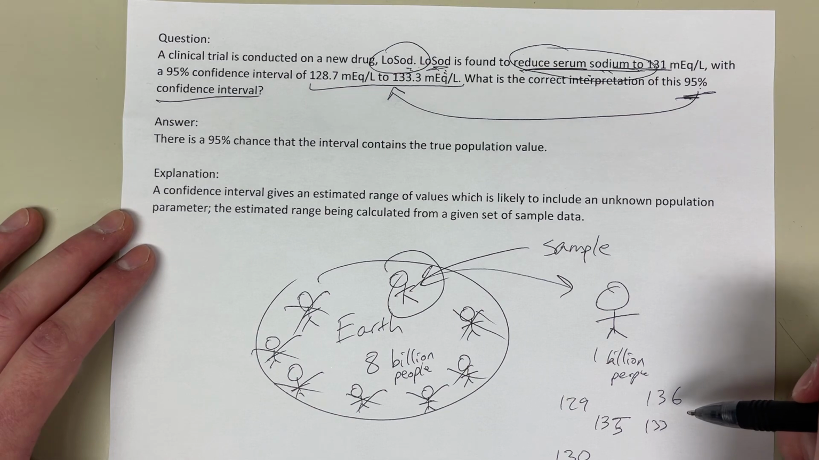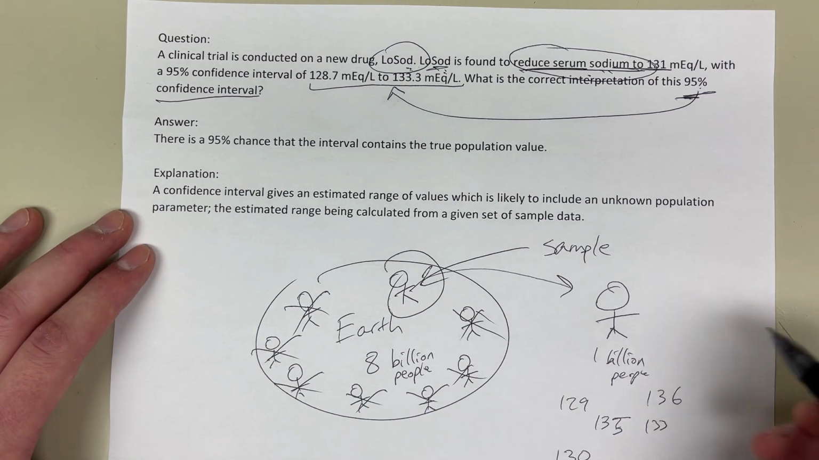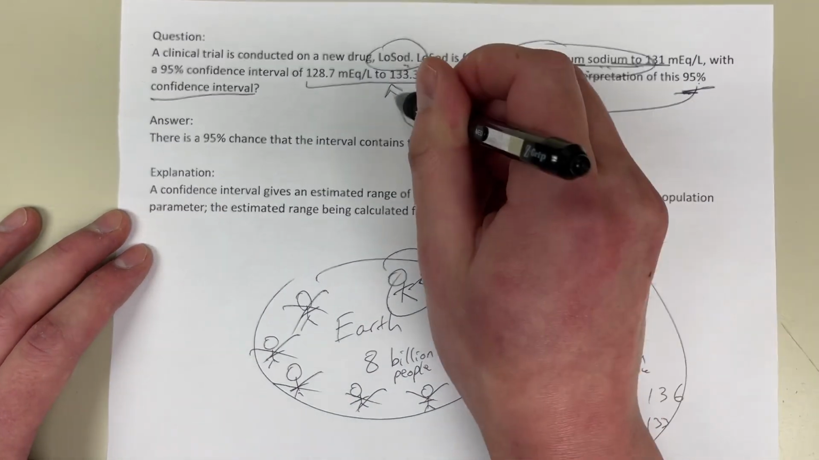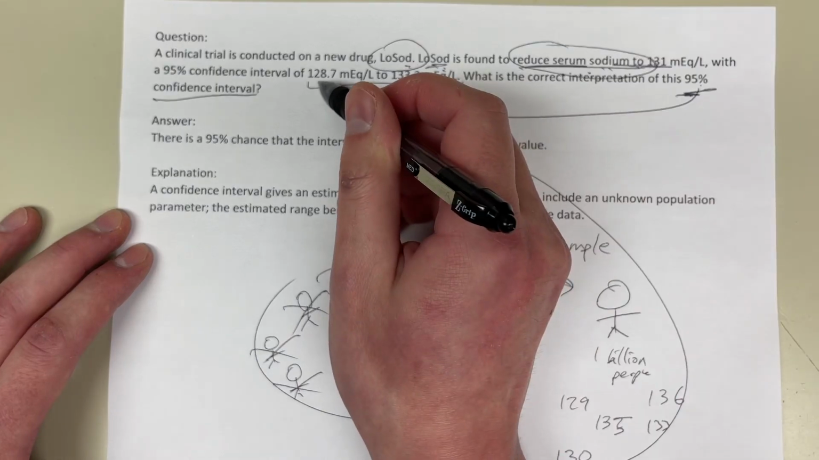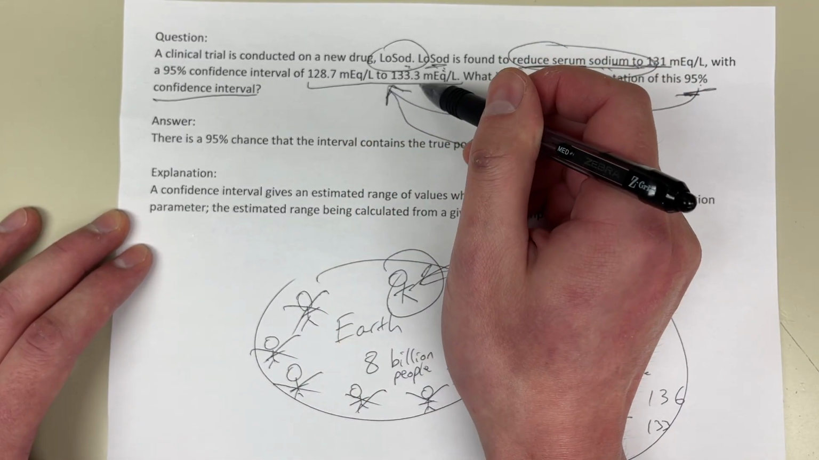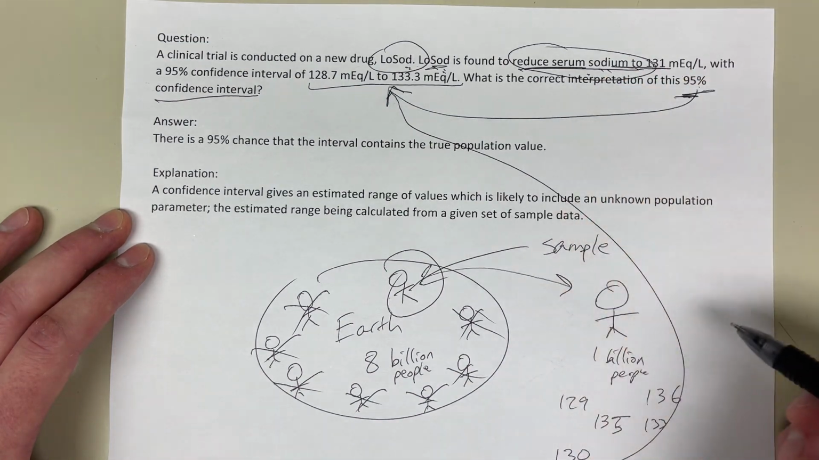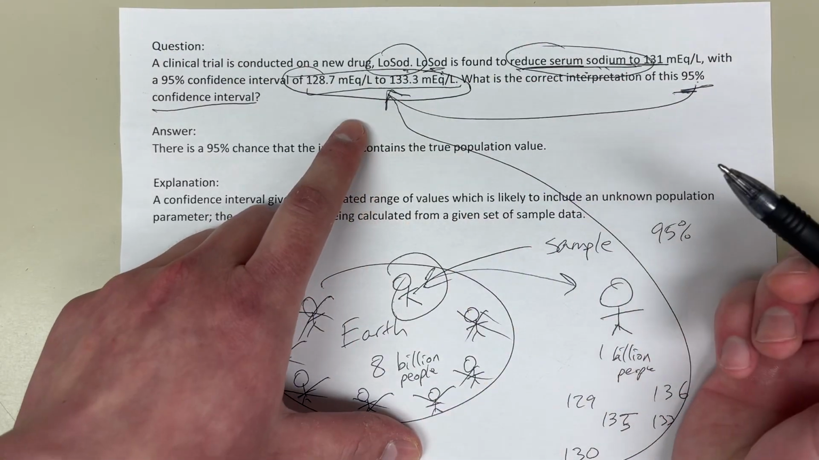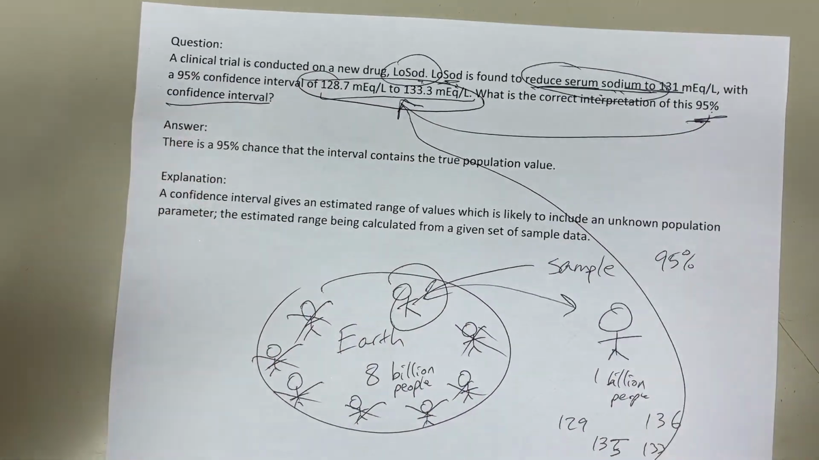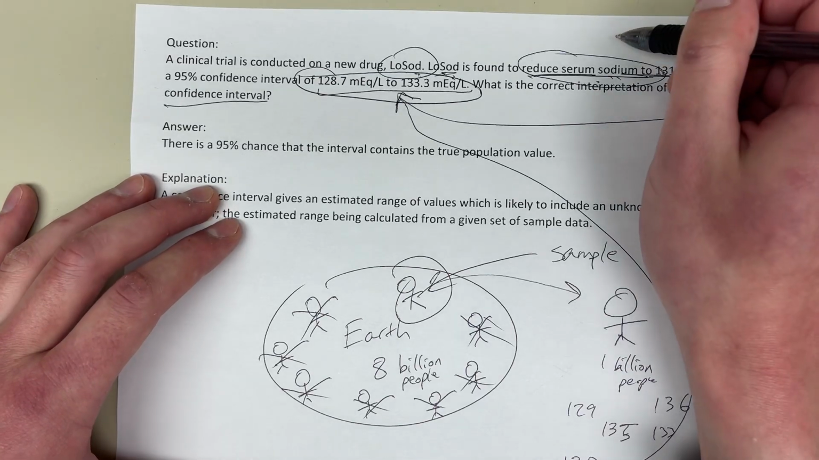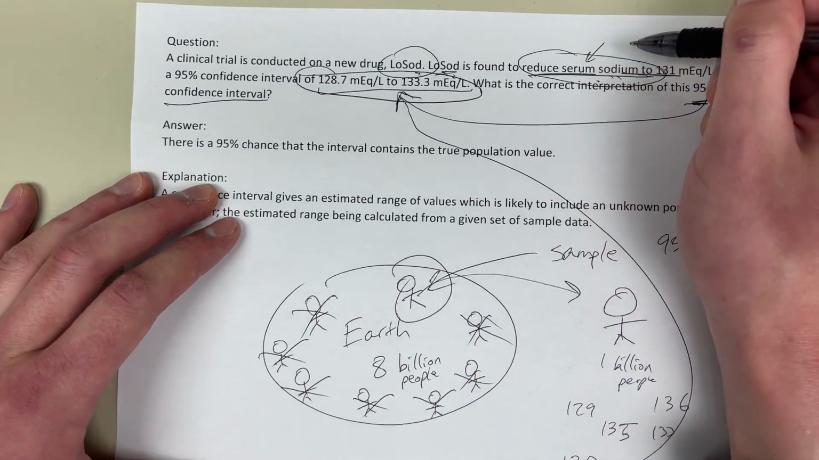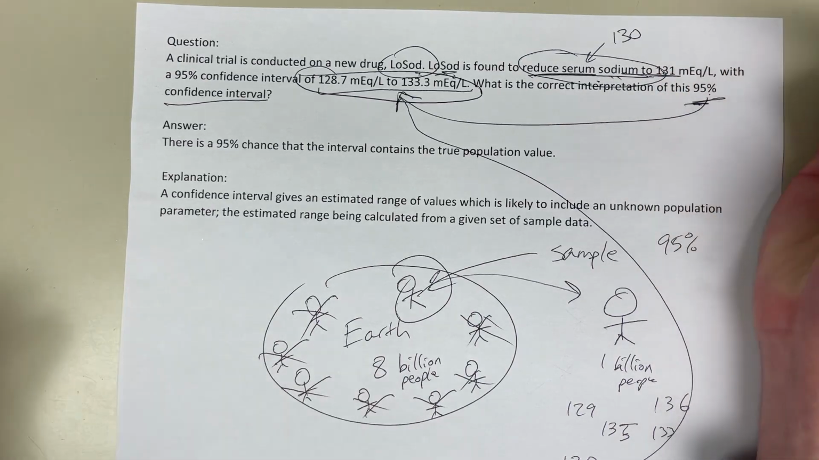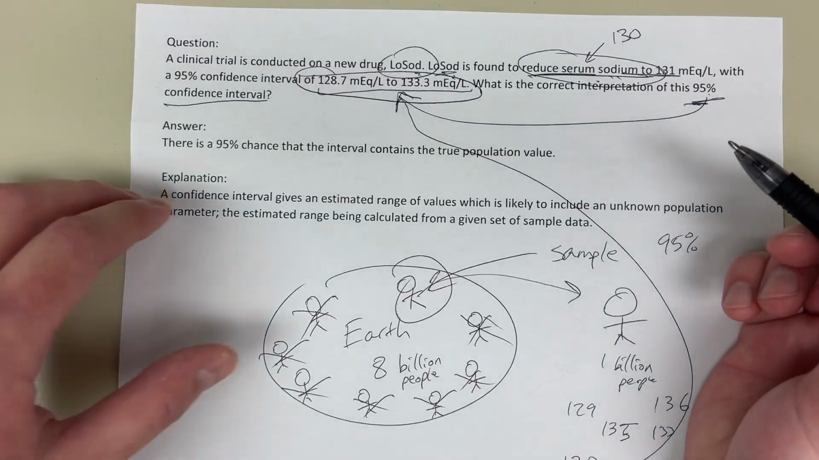Then they use a formula, the confidence interval formula, and they calculate it to be this. So you get two numbers, 128.7 and 133.3. There's a 95% chance that this range includes whatever the real value is. Pretend that if you were to really test 8 billion people, it was like 130 or something, but you don't know what that is.